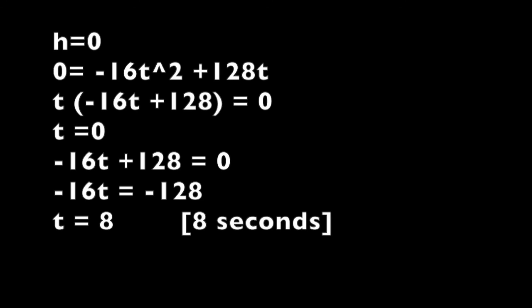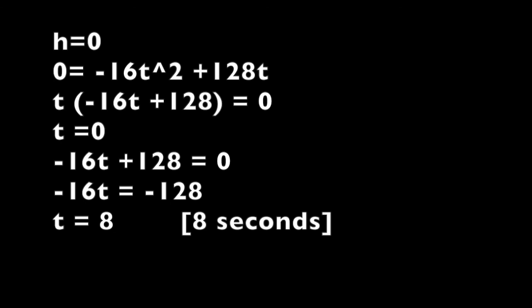So what is our question here? What exactly are we trying to find in this word problem? We're trying to find out how long it will take for the ball to return to the ground. To do that, as we found out earlier, to solve, you have to set everything equal to 0. So by setting the height equal to 0, the equation changes to 0 equals negative 16t squared plus 128t. Then you factor out the t to get t times negative 16t plus 128 equals 0.